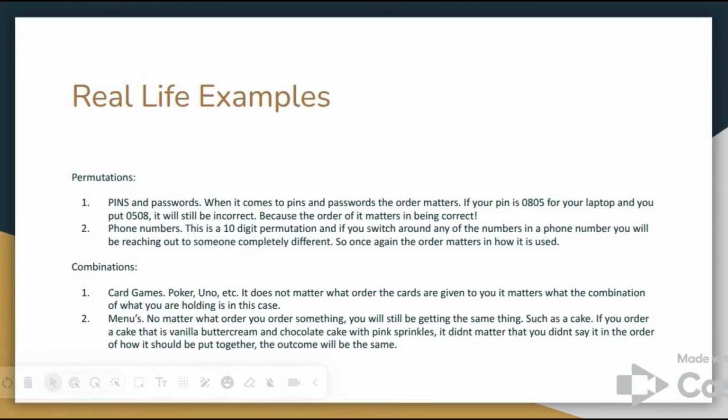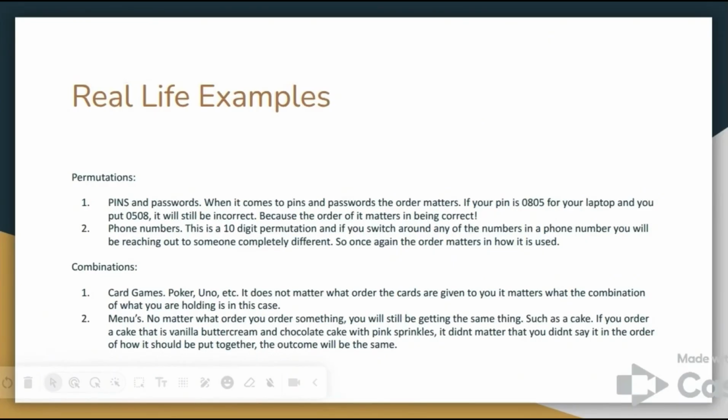So no matter how the cards are dealt to you, you're still given the same hand. That is why it's a combination, because it doesn't matter what order they're given to you. Another example is going to be a menu. No matter what order you order something, you'll still be getting the same thing.